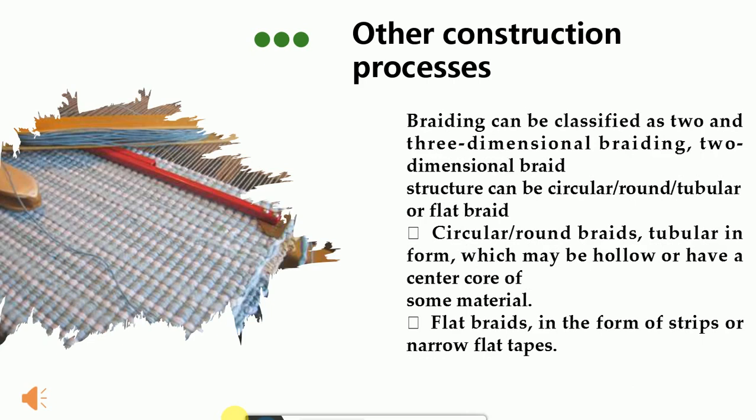Braiding can be classified as 2- and 3-dimensional braiding. 2-dimensional braid structure can be circular/round/tubular or flat braid. Circular, round braids, tubular in form, which may be hollow or have a center core of some material. Flat braids, in the form of strips or narrow flat tapes.